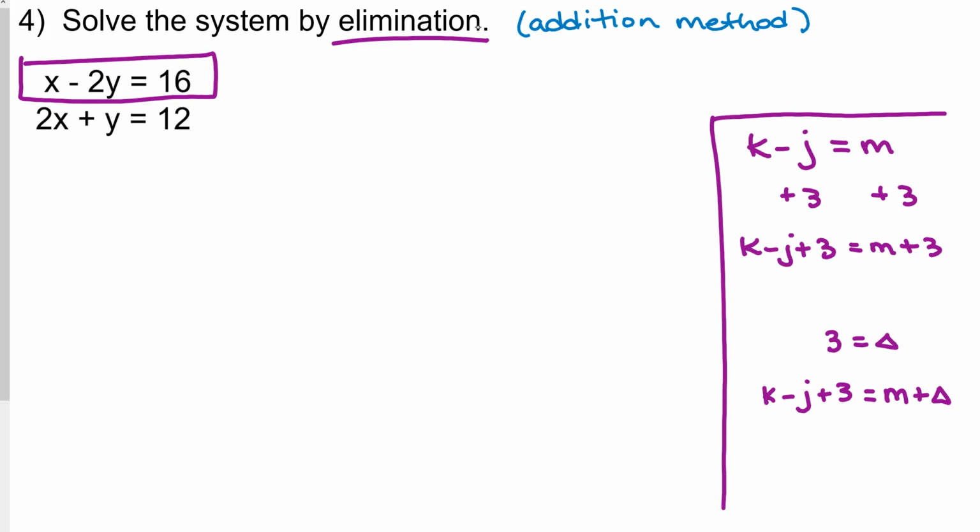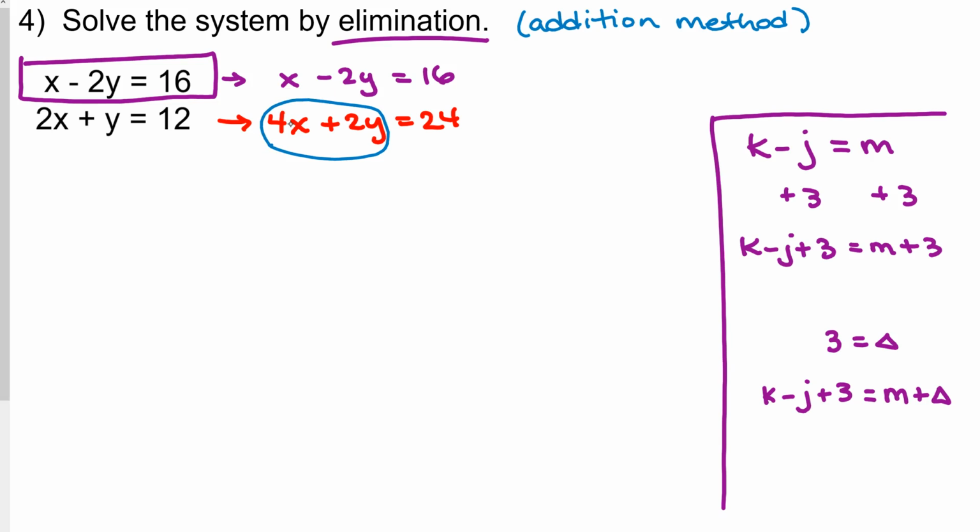So how about if we modify the second equation? What if we multiply it by 2? Then the second equation is 4x plus 2y equals 24. And suppose we keep the first equation as it is. Now, if I add this quantity to the left side of my equation and this quantity to the right side of my equation, my y terms will add to 0 and I will eliminate y. So that's the goal of elimination.